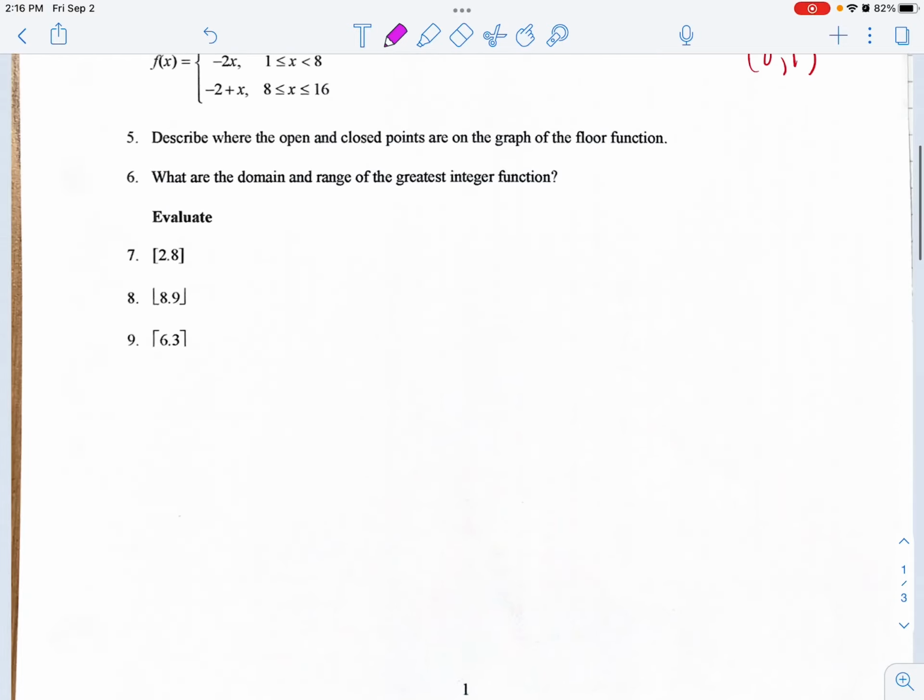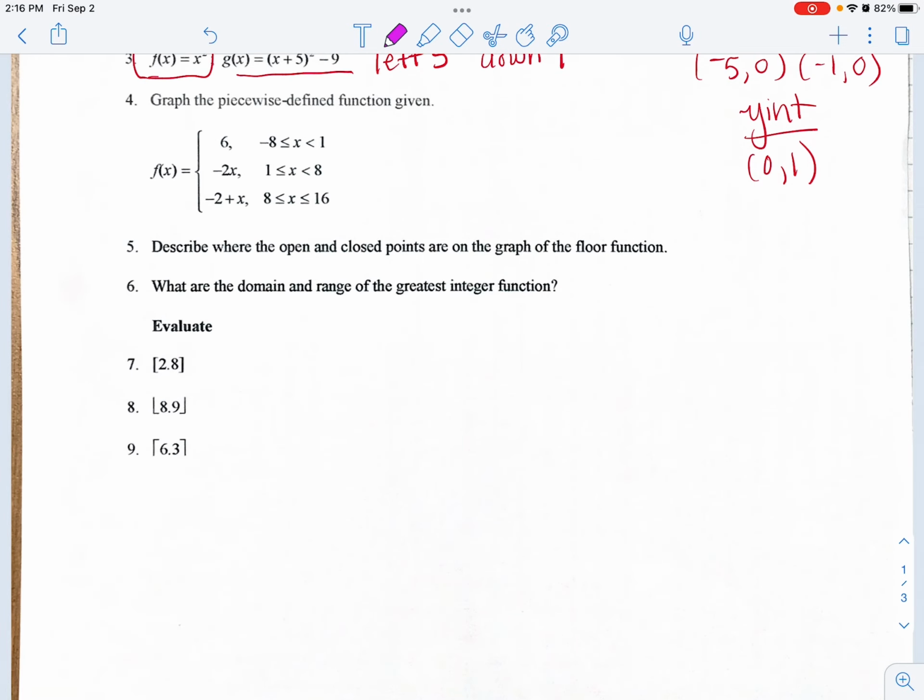All right, then let's look at number 5. Describe where the open and closed points were on the floor function. Remember, that was one of the step functions we looked at. On the floor function, the closed point is on the left, and the open point was on the right. You can go back and look at your notes for that one, because if you remember, the ceiling was exactly the opposite.